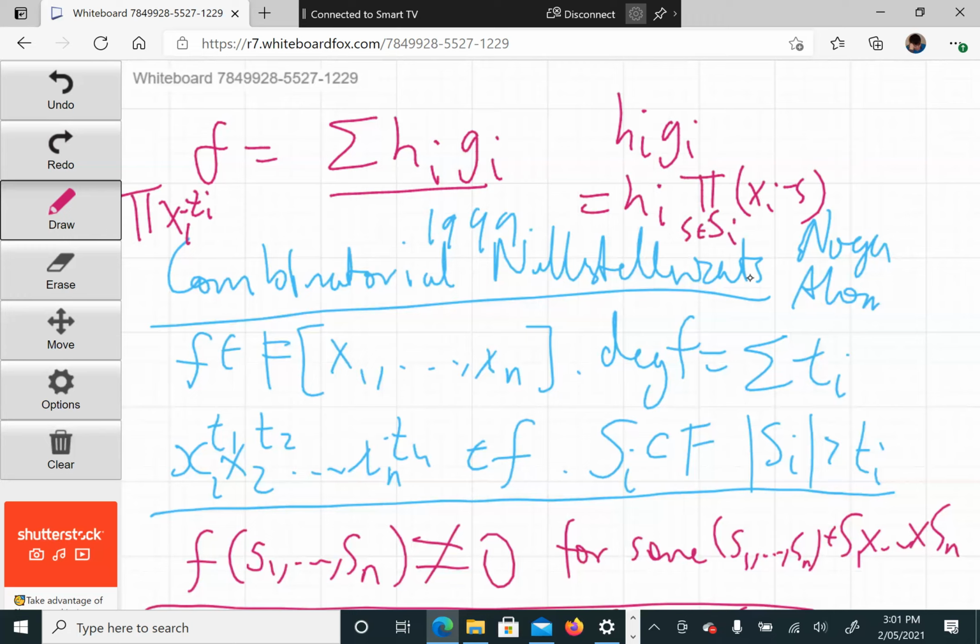Because the degree of F, the degree of H can be at most the degree of F minus the degree of G, right? That was one of the conditions.